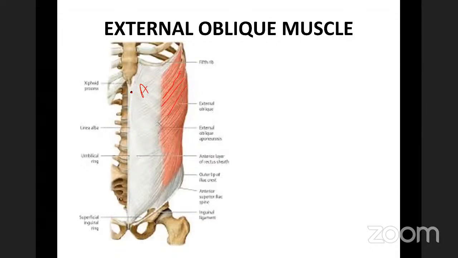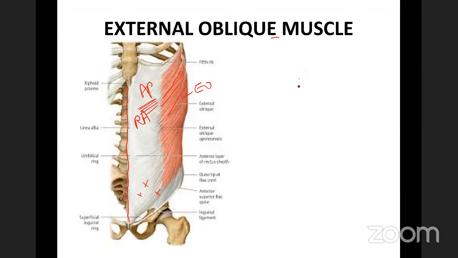It is becoming aponeurotic. Can you see here? It's becoming aponeurotic and it is attaching to the linea alba. If you appreciate here, you can see that external oblique muscle is poorly developed below. It is fully aponeurotic. This is an MCQ question. We'll discuss it later. So the rectus abdominis muscle is enveloped by the aponeurosis of the external oblique muscle.